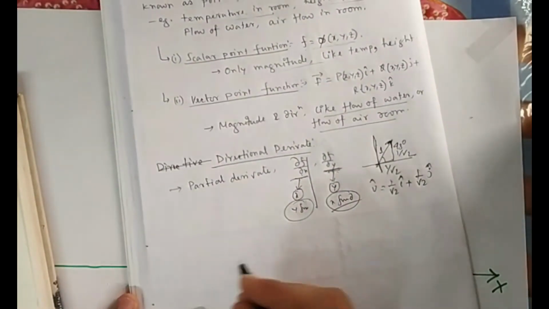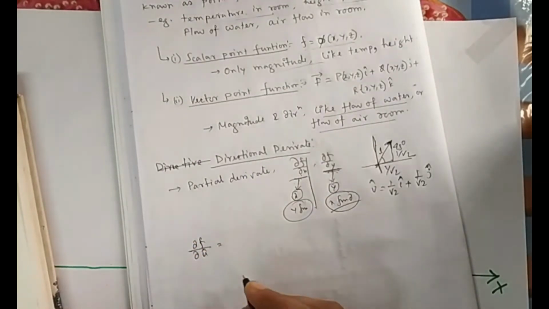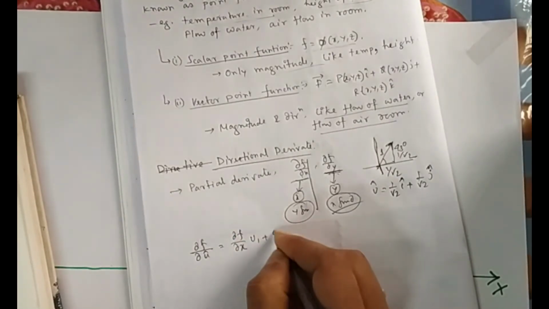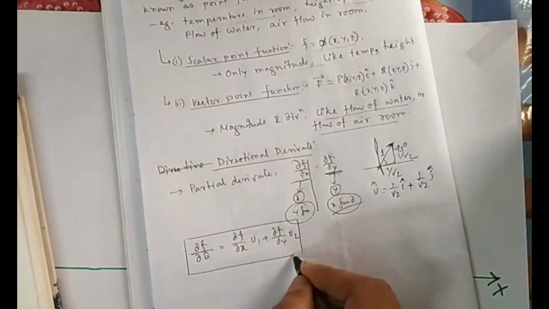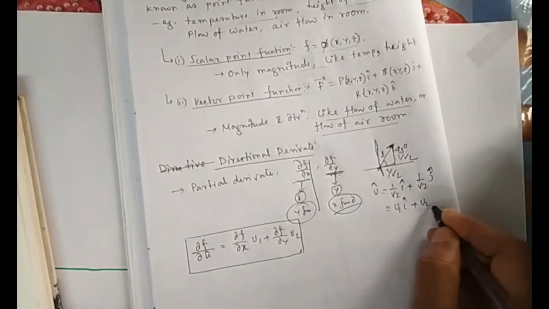So what is the directional derivative? Del f by del u in a particular direction, if I am taking a unit direction, is del f by del x into u1 plus del f by del y into u2. This is the formula for the directional derivative, where u1 and u2 are the i cap and j cap coefficients.